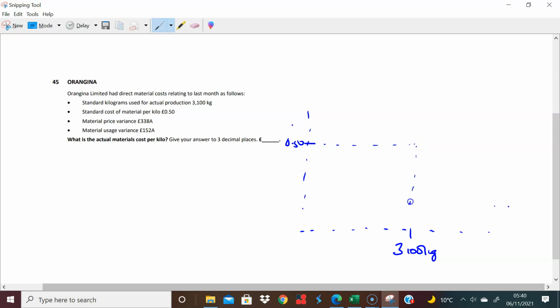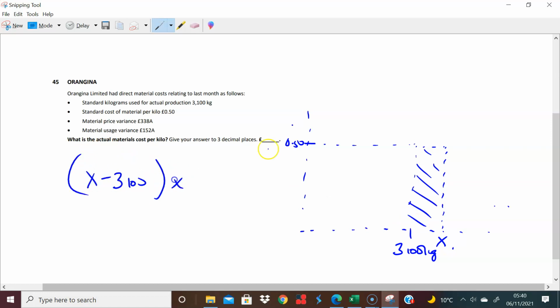So now it's telling me that I have a material usage variance of 152 adverse. So it's saying that I actually used more than I should have. I don't know what this thing is, so I'm just going to call this X. But the point is that this area here, how many kilograms did I use? X minus 3,100 times 50p is equal to 152 pounds. That's the point. I used more than I should have, times the standard rate.